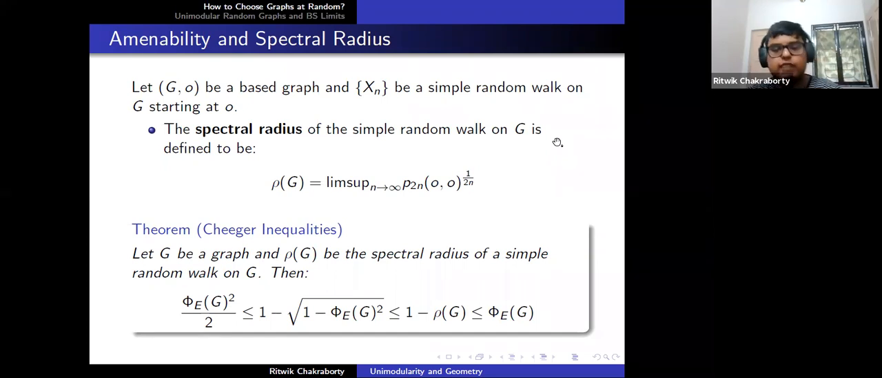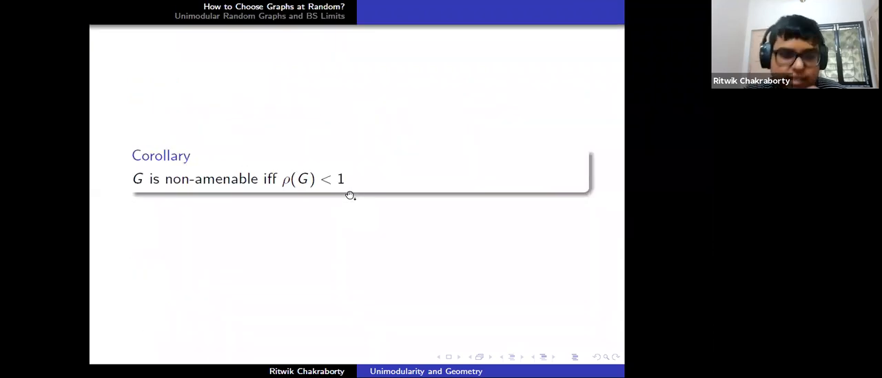And so just like in the Riemannian manifold case, you have a pair of Cheeger inequalities that relate the spectral radius to the amenability, the Cheeger constant, of a graph. These are the inequalities, but the upshot is this: from this we can essentially conclude that G is non-amenable if and only if the spectral radius is less than one. So this is one small example.